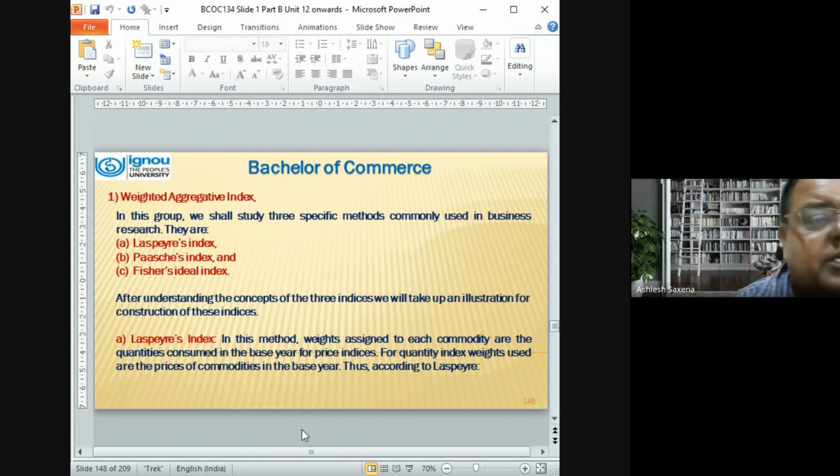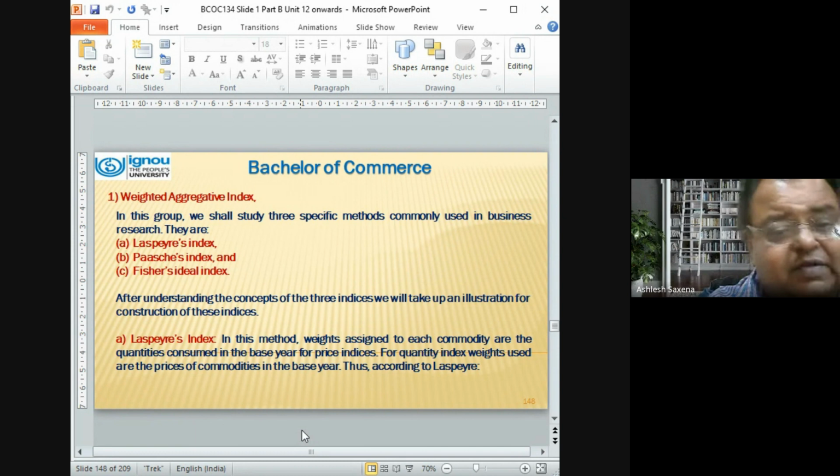Now, the actual index number starts here. Weighted aggregative index. In this group, we shall study three specific methods commonly used in business research. They are Laspeyres index, Paasche index, and Fisher index. After understanding the concept of the three indices, we will take up an illustration for construction of these indices.